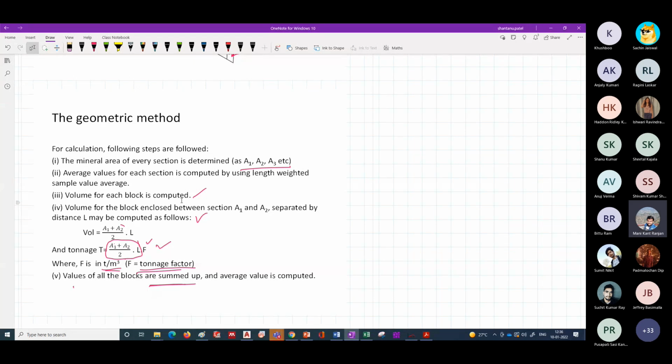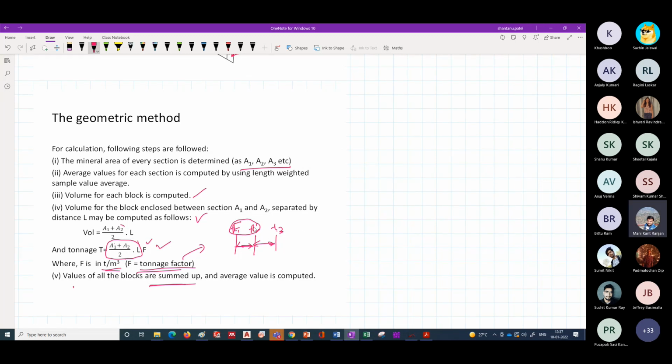Let's say this is the first cross section, second cross section. So this is T1, this is T2, and this is T3. You take T1 plus T2 by 2, and multiply that tonnage factor with this area. Then T2 plus T3 by 2, and multiply with this area. If it is constant, then you just multiply with T or F.